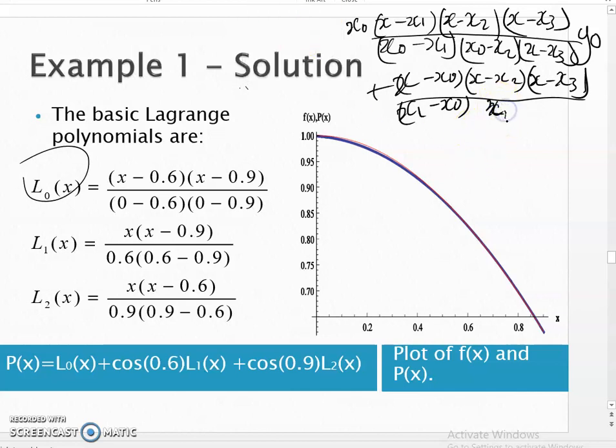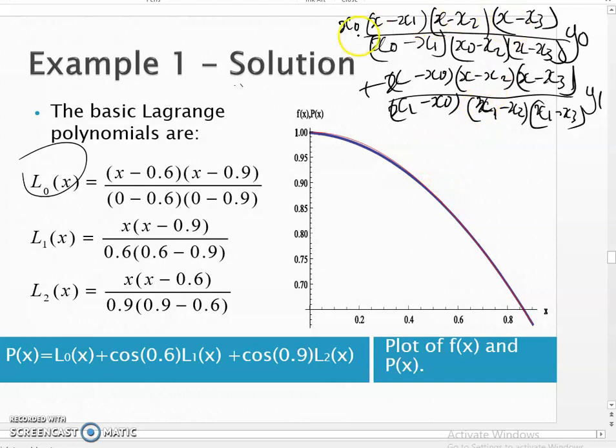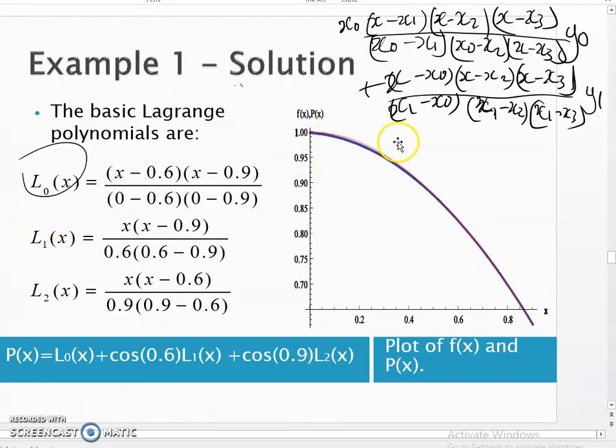x1, this is x1 minus x2 and x1 minus x3. Multiply this by y1. So this is exactly what we have done here. Our x naught was given. If you check, we have x naught to be 0, x1 is 0.6, and x2 is given as 0.9.